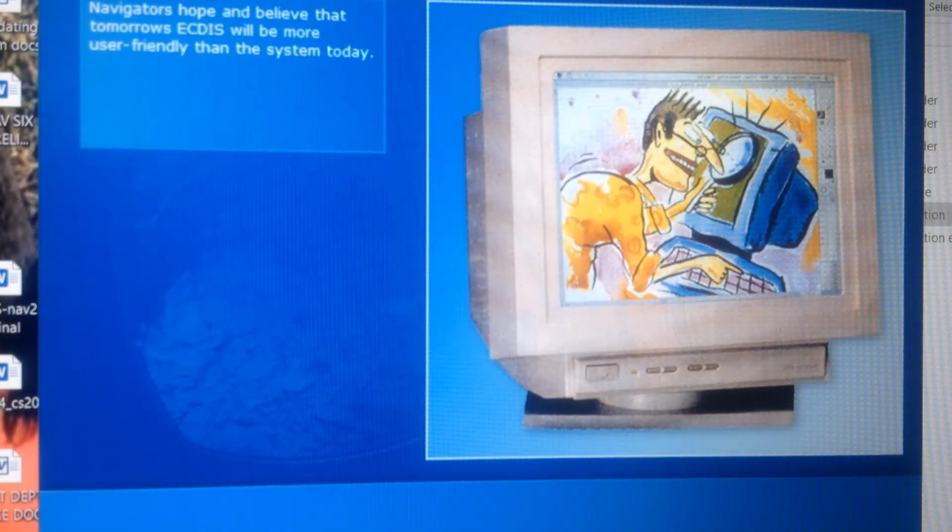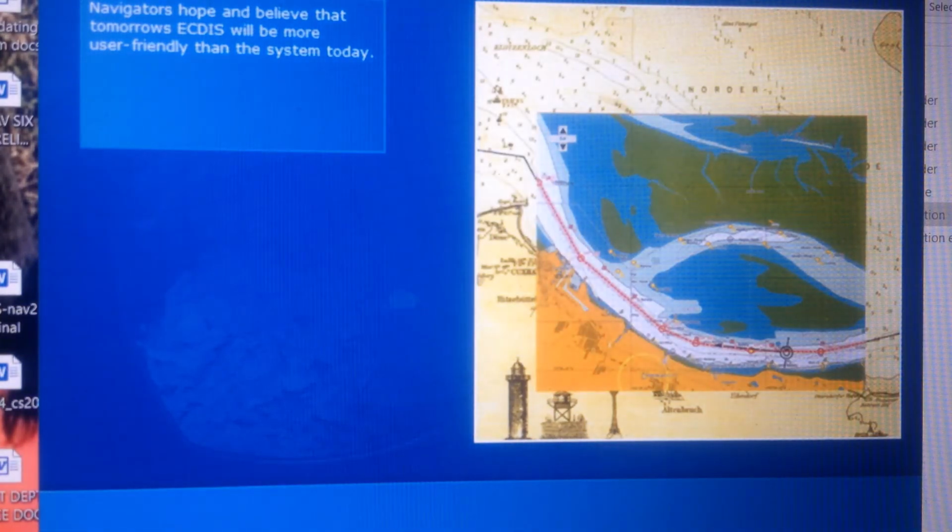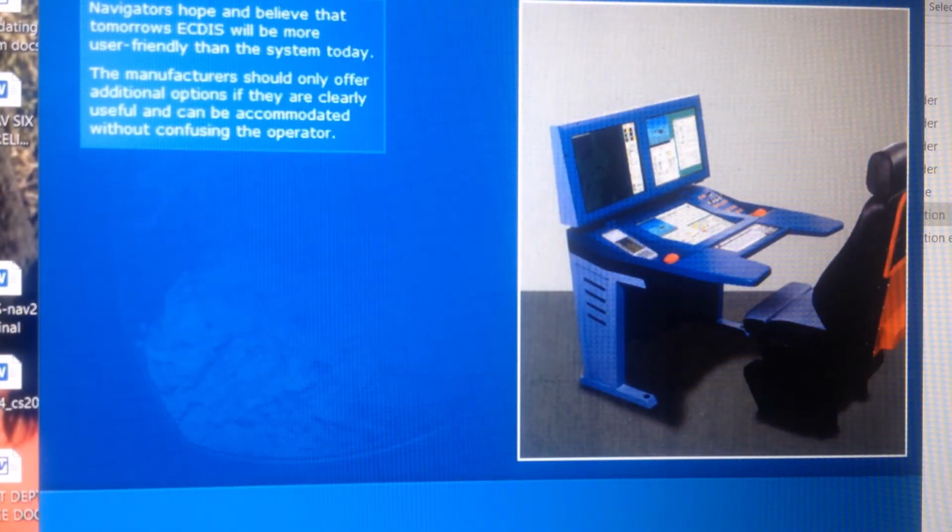Navigators hope and believe that tomorrow's ECDIS will be more user-friendly than the system today. A clear distinction between the need-to-have and the rather nice-to-have functions and features must be maintained. Manufacturers should only offer additional options if they are clearly useful and can be accommodated without confusing the operator.